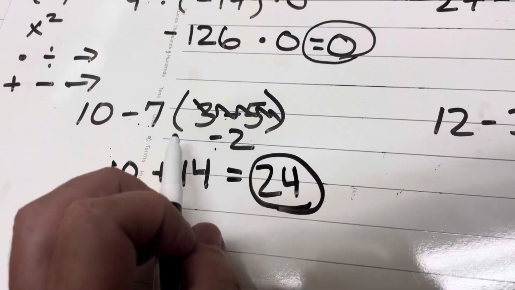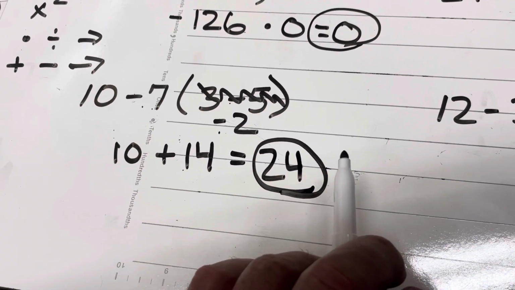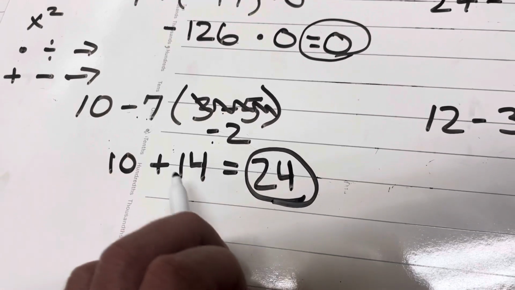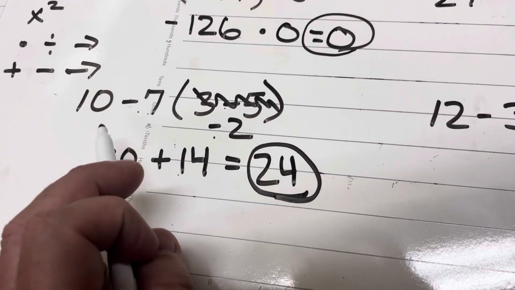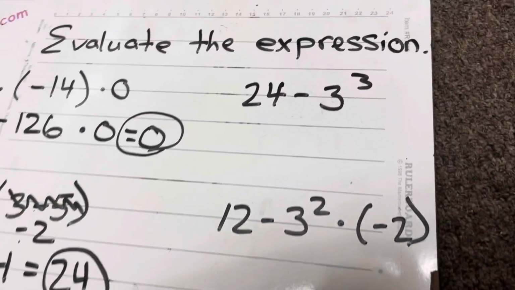24. So I took care of what was in parentheses. 3 minus 5, that's negative 2. Then I multiplied that by negative 7. That gave me positive 14. Then it's 10 plus 14 equals 24. All right, moving right along.